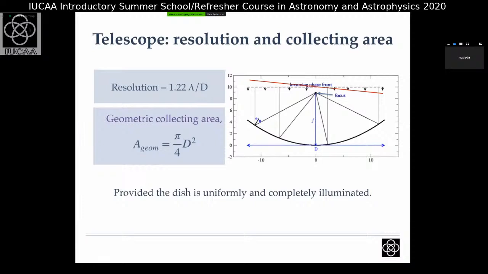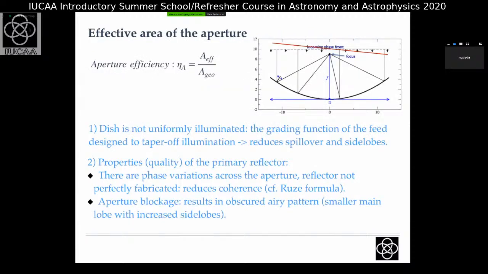So that's the kind of thing I would want, and that is something to reduce the side lobes, right? So this is the first situation where I would want to reduce the illumination of my dish.